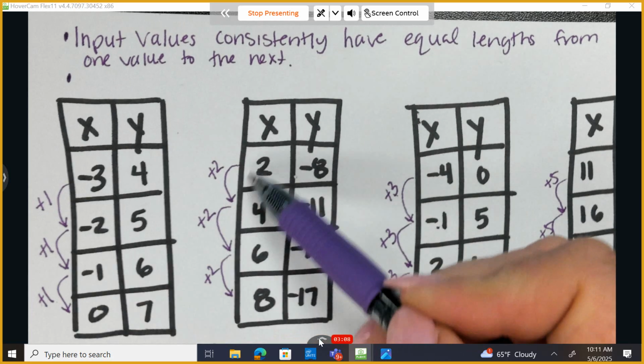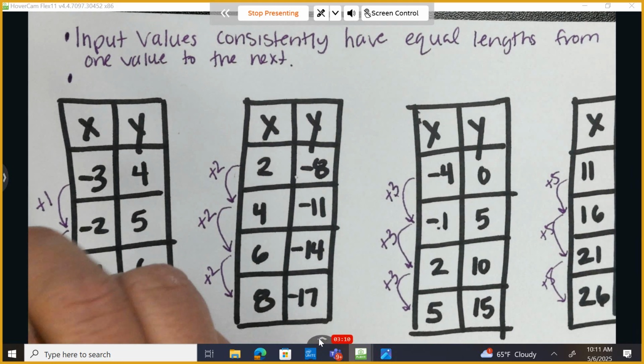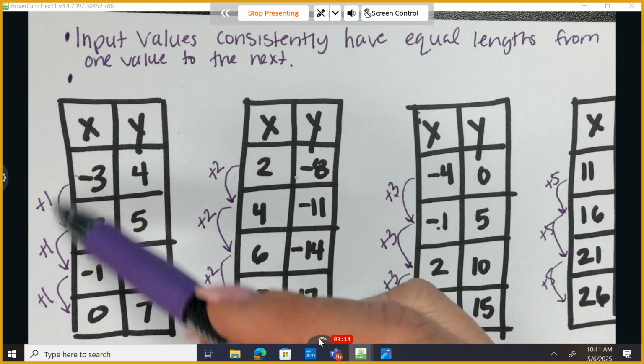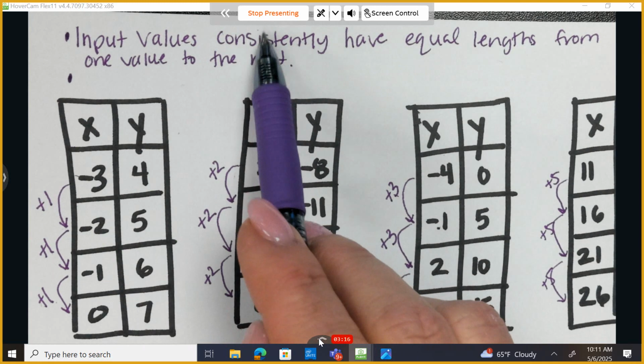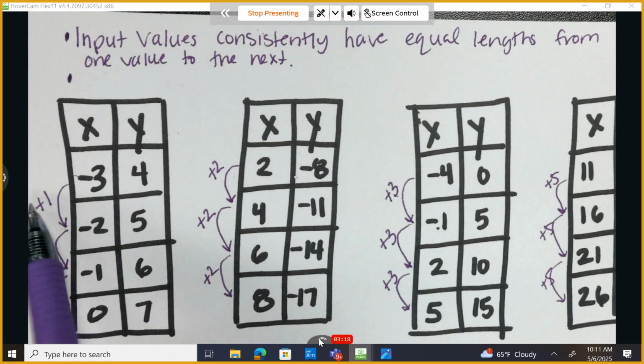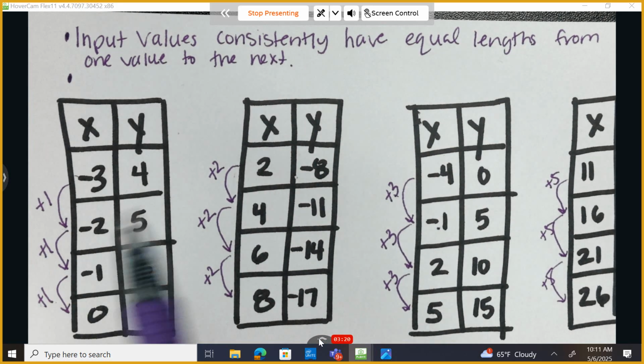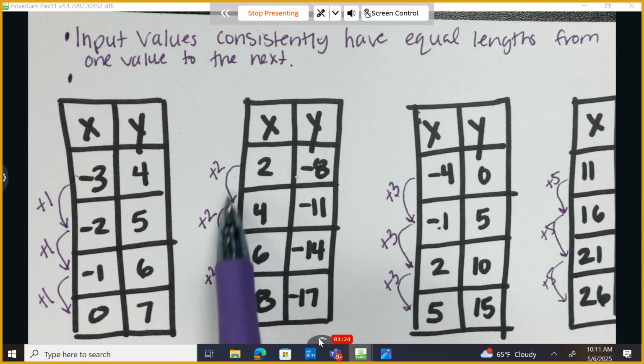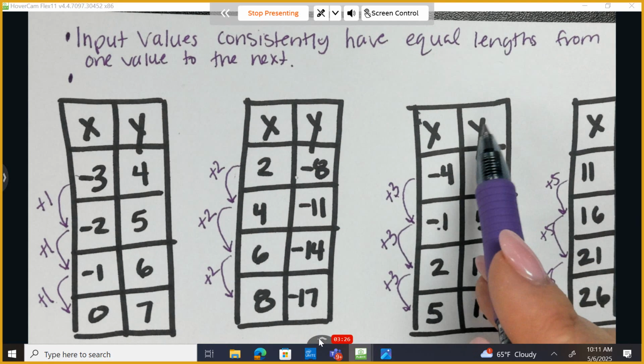So here's my work showing. That's all I had to do for work showing. But this is what I also have to have. So I look over here, I'm adding 1, adding 1, adding 1. That means I'm consistently doing the same thing. I consistently would have a length of 1 between each value. In the second example, I would consistently have a length of 2 between each input value.